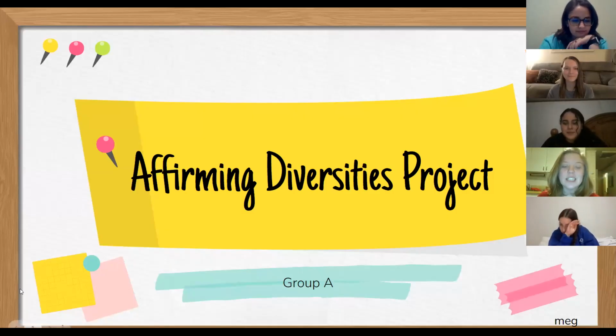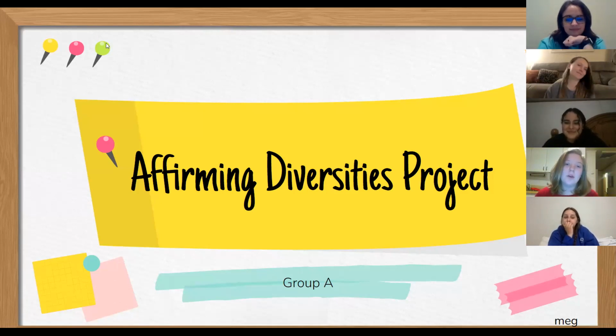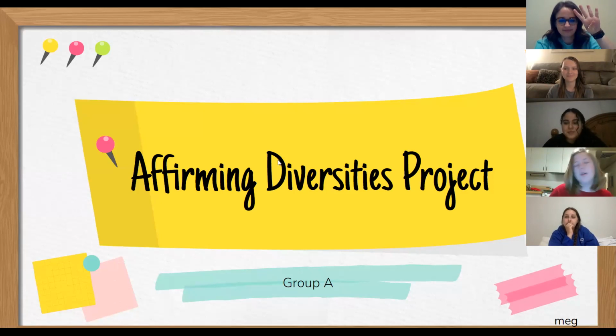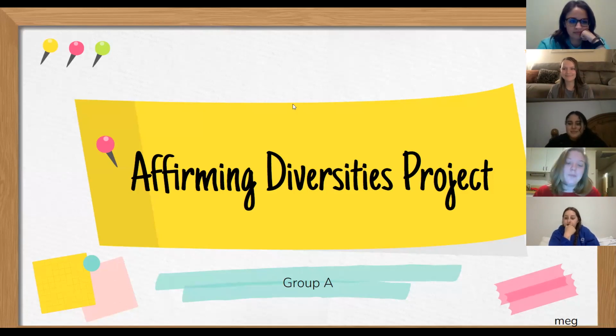So this is Group A with Meghan, Alissa, Melody, Blanca, and Madison. In our little cohort here, we have 3 elementary education students, four, myself, Alissa, Blanca, and Madison, and 1 secondary education student, Melody. And this is our Affirming Diversities project.